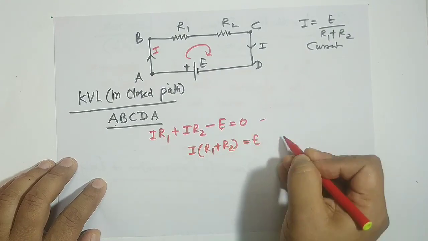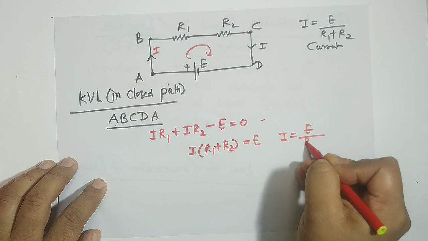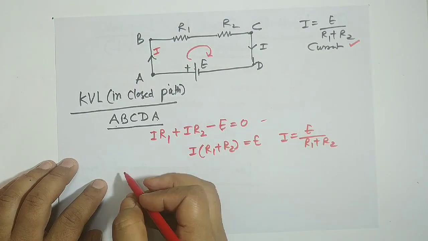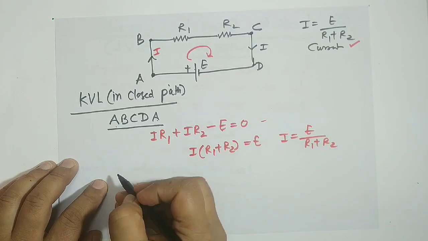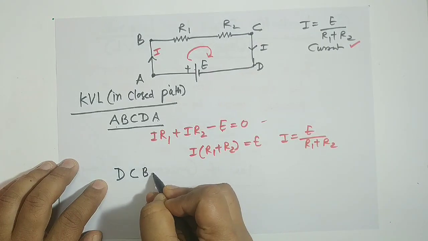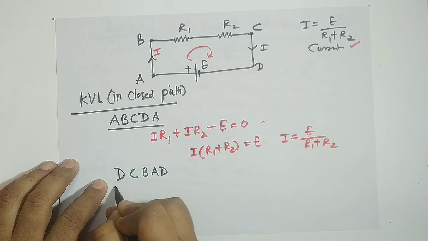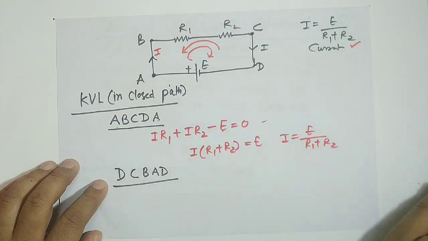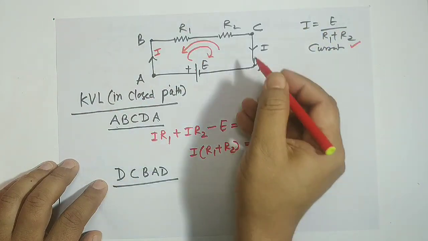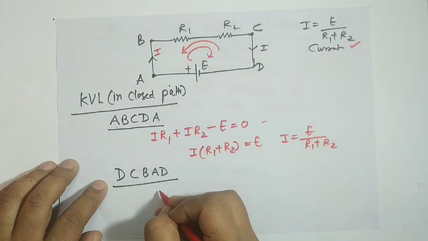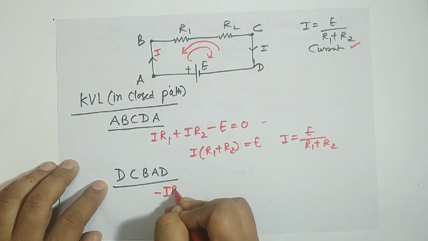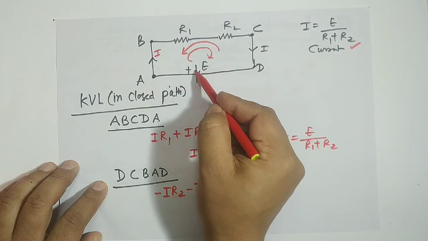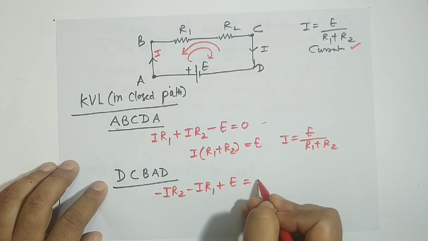And if I further solve it, it gives the same answer, the answer you have taken earlier. And if you say I am going to follow the other path, no, I am going to follow D, C, B, A, D. Now see here, I am going to follow the reverse one. Can anyone tell me what will be the law? Yes. Now you are opposite to the current. So it will be minus IR2 minus IR1. And now you are coming to the positive end, plus E. Plus E will be 0.